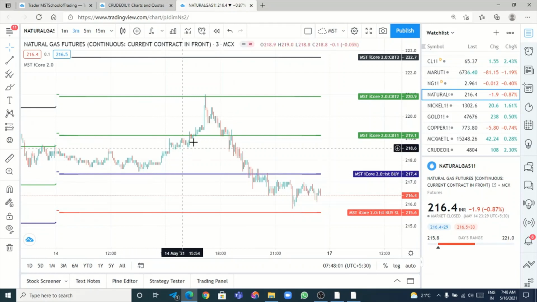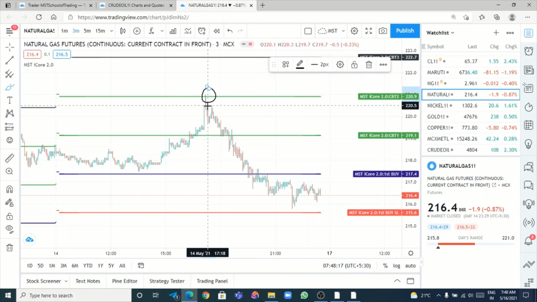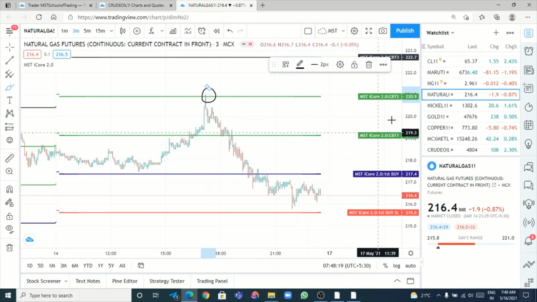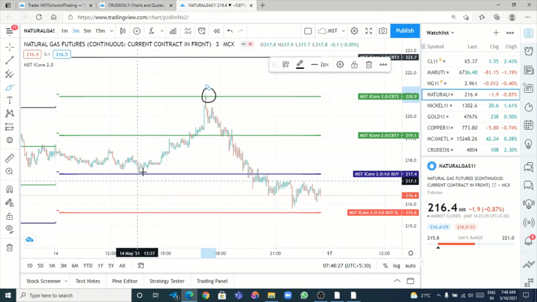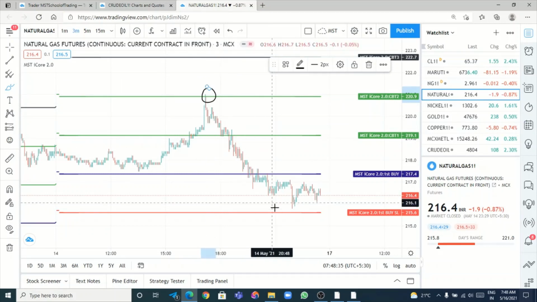So here buy activated, first target done and second target exactly done. See the perfection. Exactly done. Not even 10 paise is missed here; it has reached 10 paise extra. So the high made, let me show you the high of this market, is 221, and our target is 220.9. Here in the entry we missed by 10 paise, and that extra 10 paise we got in the target. So exactly our targets are done, two targets done in natural gas.